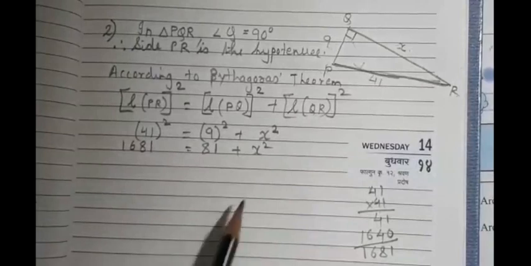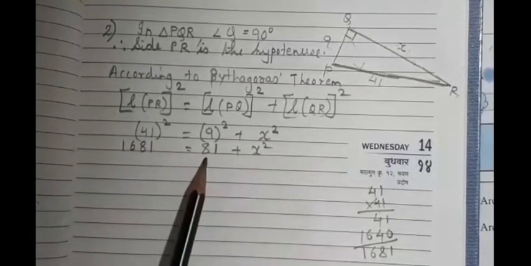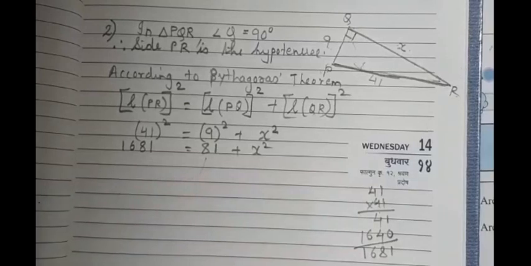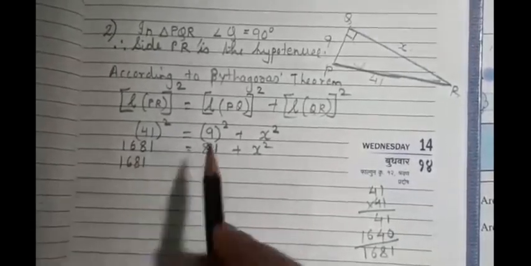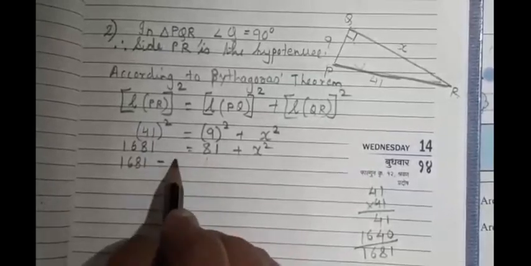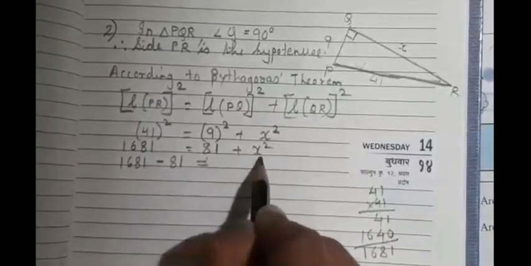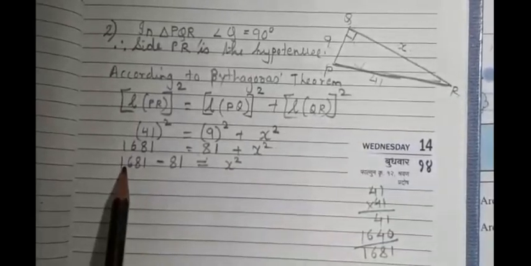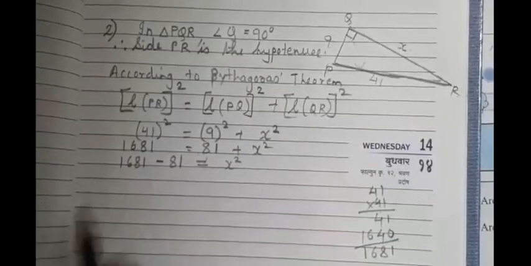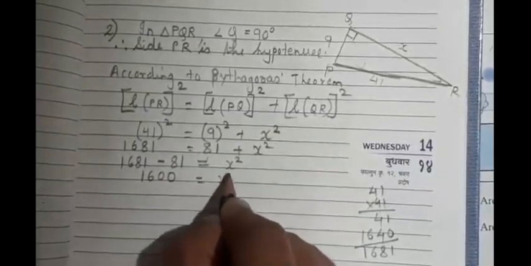Okay. Now, x value we have to find out. With x, we are having 81. This 81 will take to the other side. Here it is plus; when we take it to the other side, it will become minus. So, what is there at the other side? 1681 minus 81 is equal to what remains here, x square. Now 1681 minus 81 will give us 1600 is equal to x square.